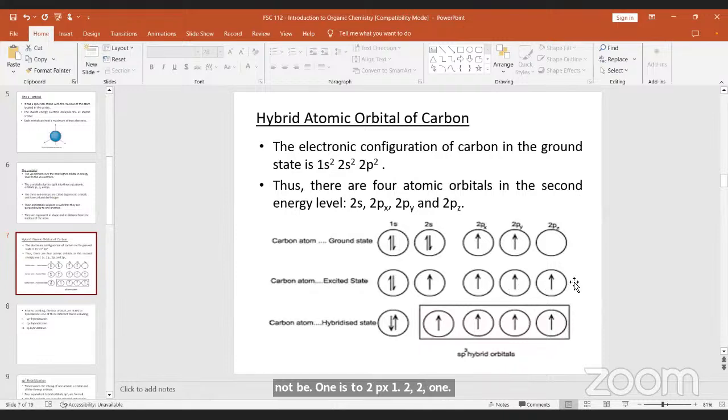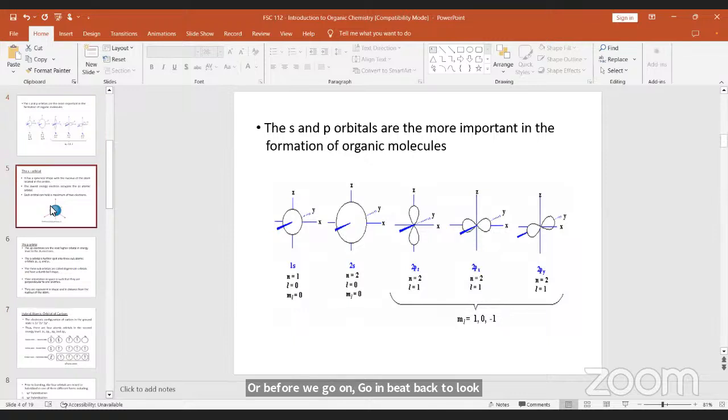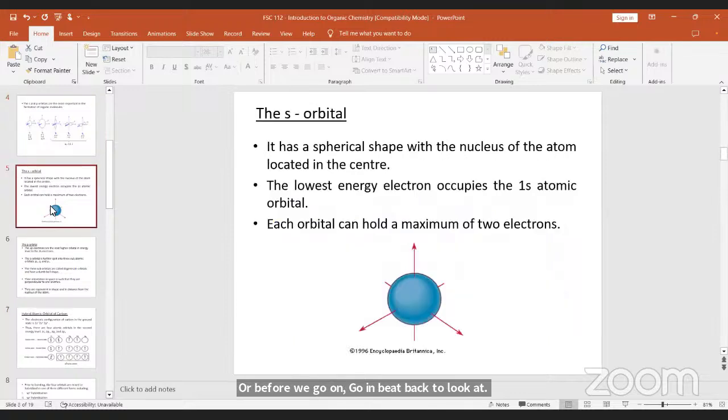At this excited state, carbon is now ready to do its business, ready for bonding, chemical reaction, and so on and so forth. So again, note the subtle difference in the electronic configurations of ground state carbon and excited state carbon. But before we go on, let us quickly go a bit back to look at the attribute of the s orbital and the p orbital, at least at this stage.